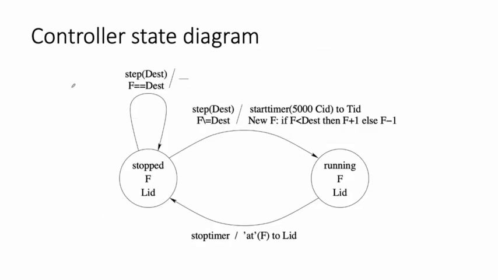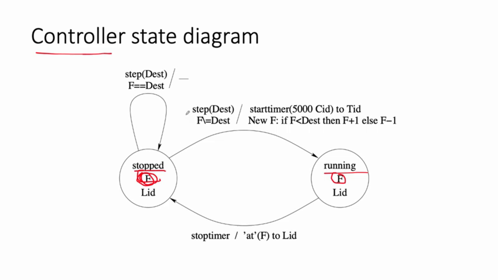We'll start with the simplest protocol, which is the controller. The controller has two states. The lift is either stopped or it's running, moving up or down. Here we have the states. So the lift is either stopped at a floor, or it's at floor F and moving. The F here is where it stops at, so the F is important when it stops.